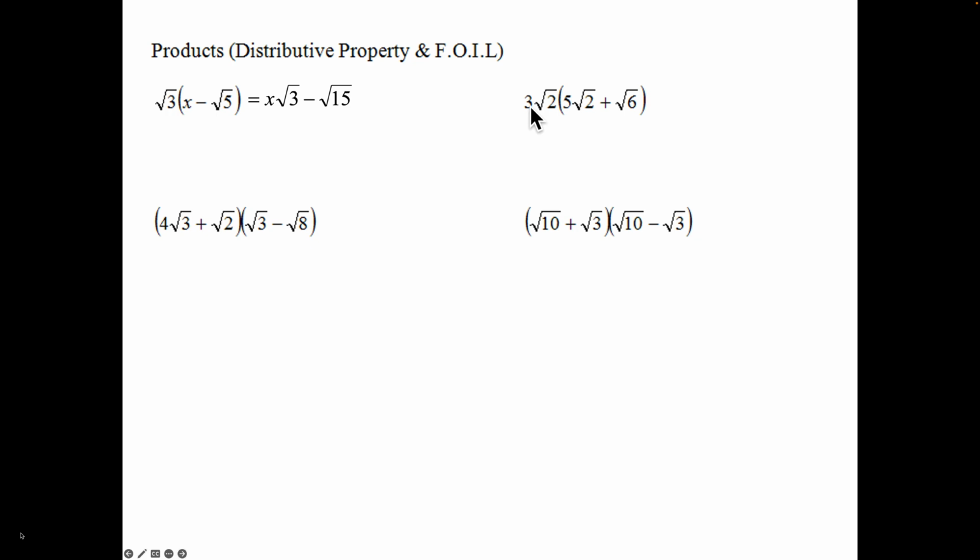Here we've got 3 square root of 2 times 5 square root of 2, so the 3 and the 5 get multiplied on the outside. The 2's get multiplied on the inside. So 15 times the square root of 4, well, square root of 4 is 2. This will become a 30.